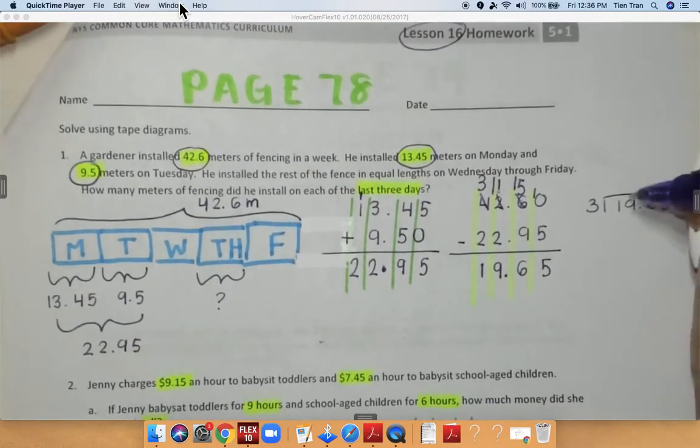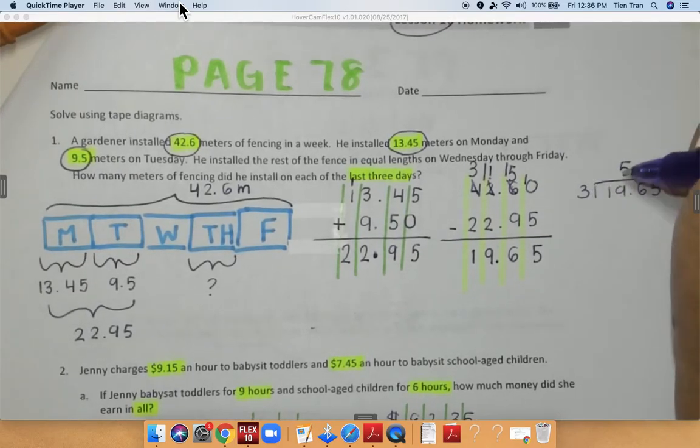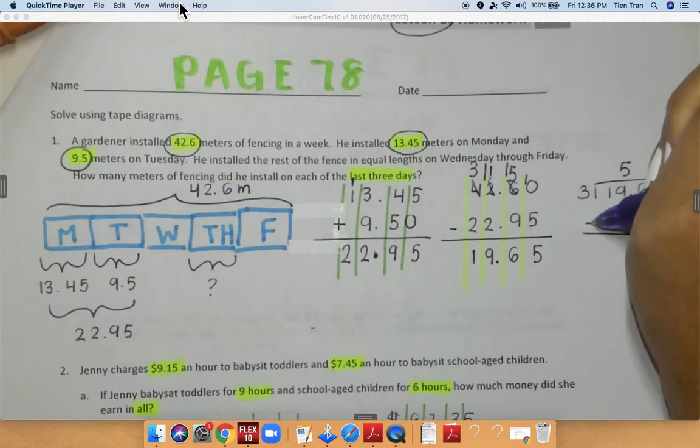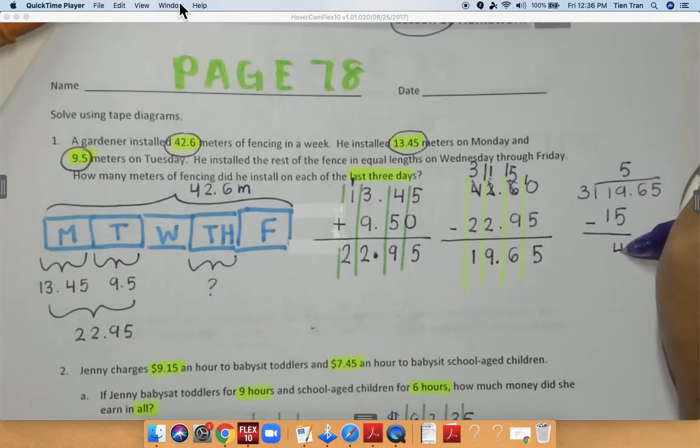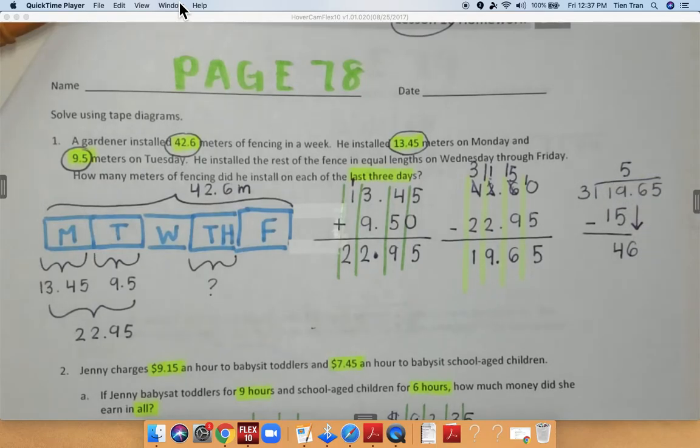3 can go into 1. No, 3 can't go into 1. But 3 can go into 19 5 times. 3 times 5 is equal to 15. 9 minus 5 is equal to 4. 1 minus 1 is 0. Bring down my 6. 3 can go. Did I do that right?